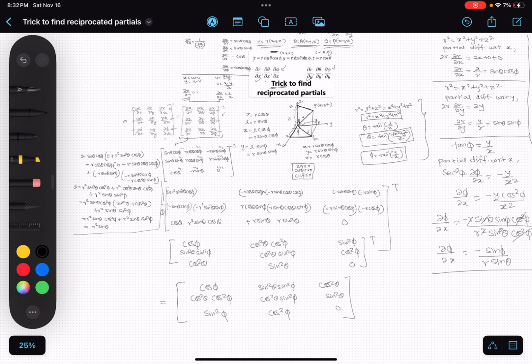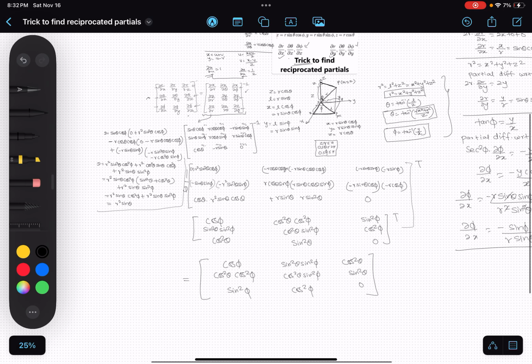Okay, now we know that this is just, but it's clearly not working. How should this work? Okay, and we know that this should be equal to partial r by partial x, partial r by partial y, partial r by partial z, right? And then partial theta by partial x, partial theta by partial y, partial theta by partial z, partial phi by partial x, partial phi by partial y, partial phi by partial z. If you make that comparison, we are definitely not getting the right stuff.